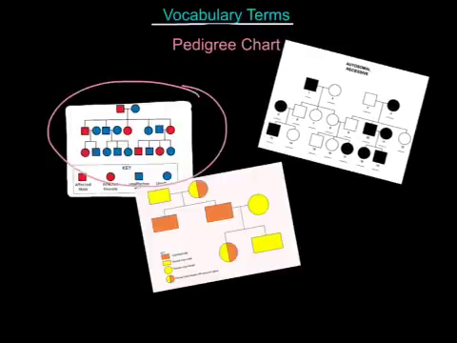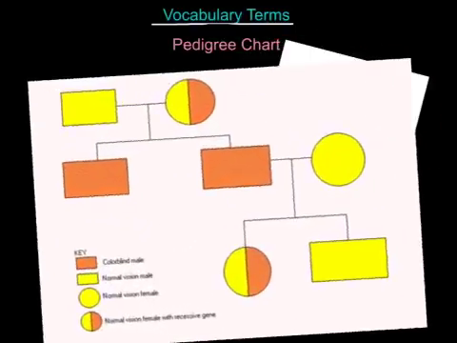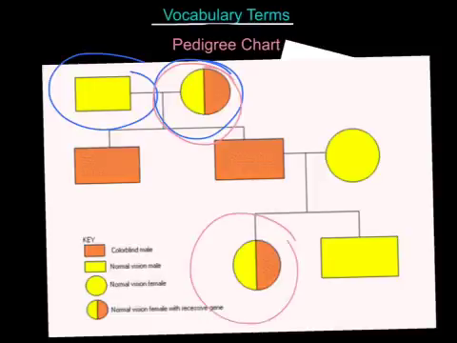Now, each pedigree chart contains these same symbols. For example, these rectangles here are for males and the circles here are for females. Now, these symbols are the same throughout every single pedigree chart. Now you can see that these circles contain different colors. These females mean that they are carriers. Or it can mean that they contain both a dominant gene and a recessive gene, which is also shown in this little key.